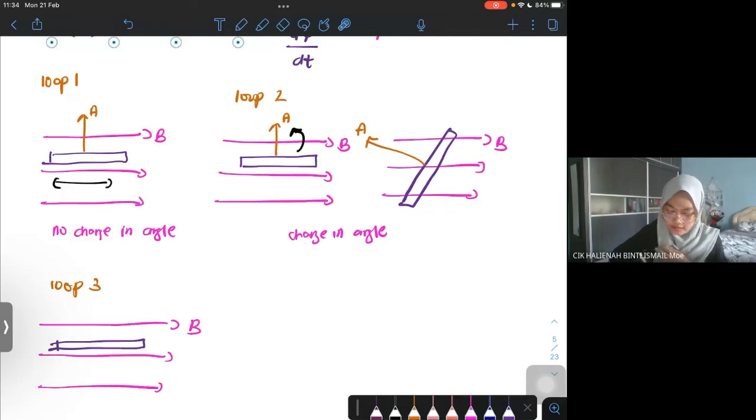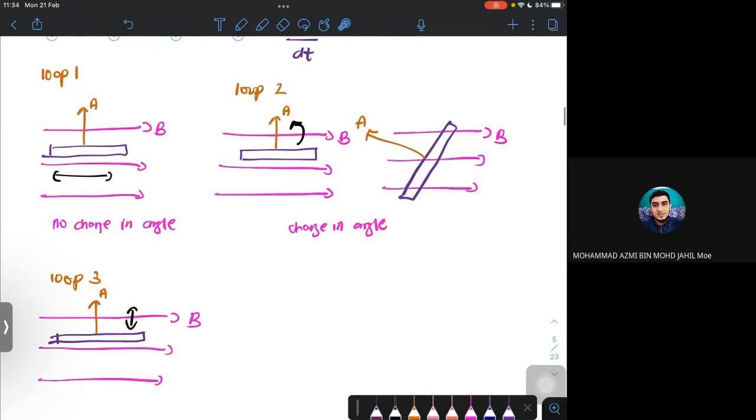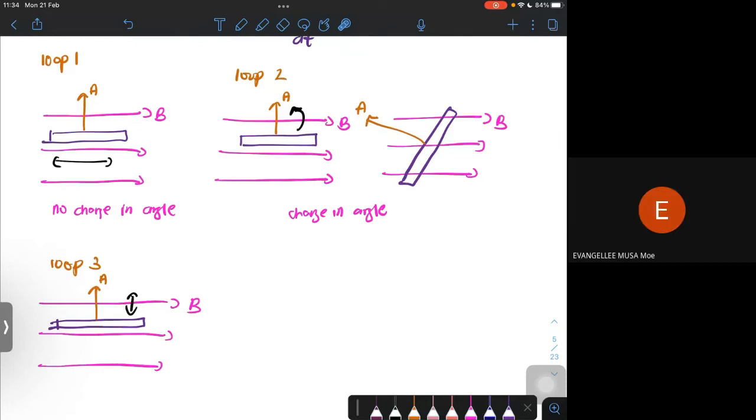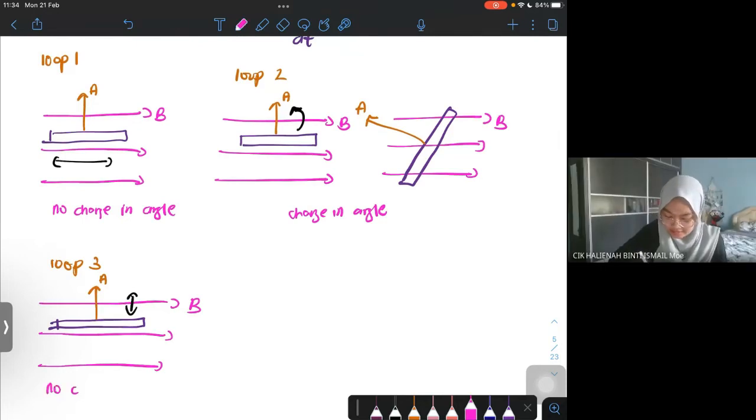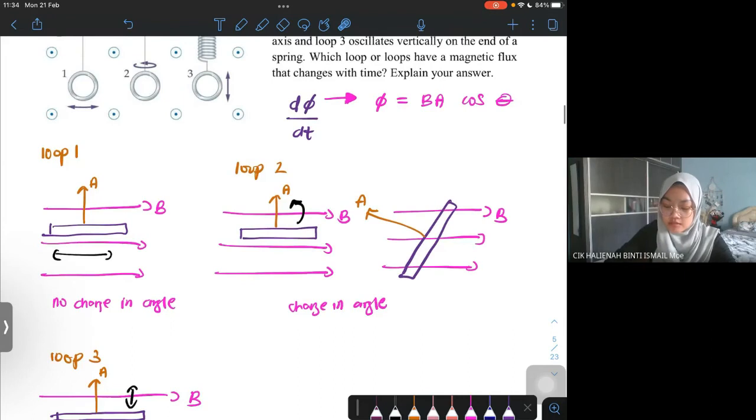So this is the plane of the coil, and then this is the area. Now this plane, we will move it up and down, atas dan ke bawah. Is there a change in the angle? No, Miss. No, right? There is no change in the angle. So, kalau tiada change in the angle, maksudnya kita punya magnetic flux pun tidak akan berubah, tetap sama.